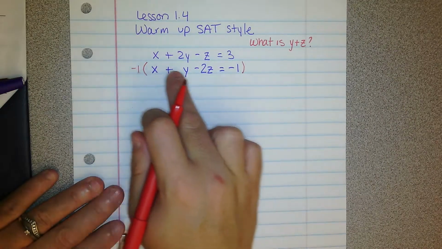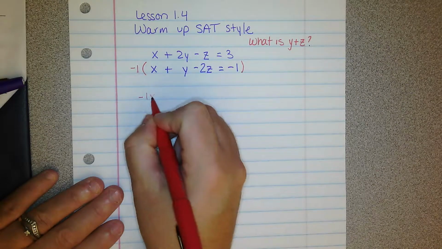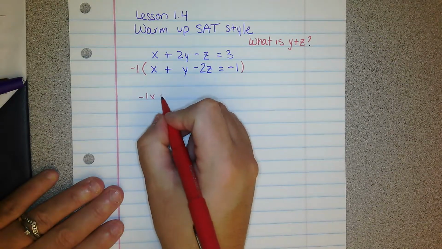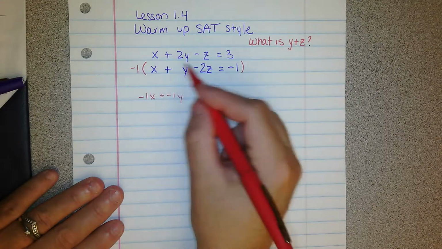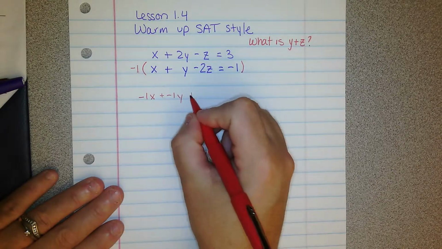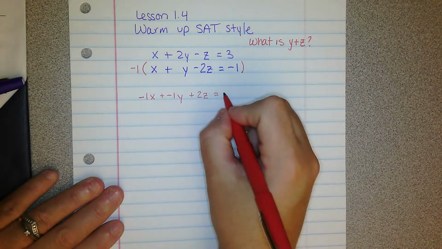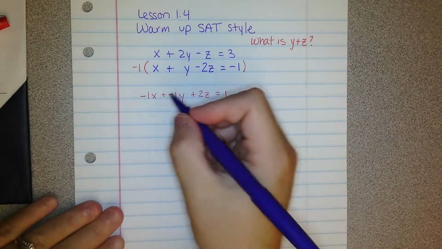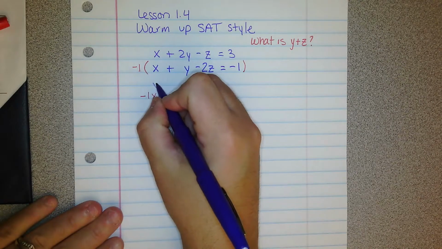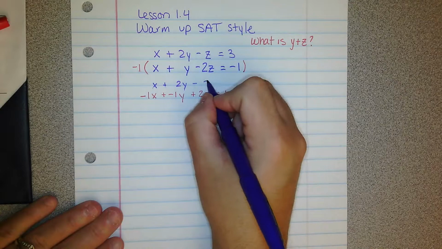So when I rewrite this bottom equation, I'm going to have negative 1x plus negative 1y. I'll show you why I'm doing that in a second. And then a negative 1 times negative 2 is a positive 2z. And a negative 1 times a negative 1 is a positive 1. Okay? Now, the other equation from the top, we're just going to bring down and not touch it. It's just going to be rewritten.